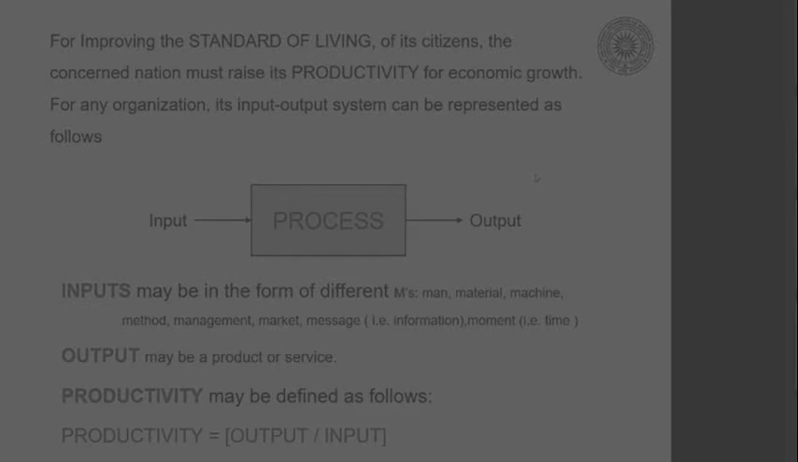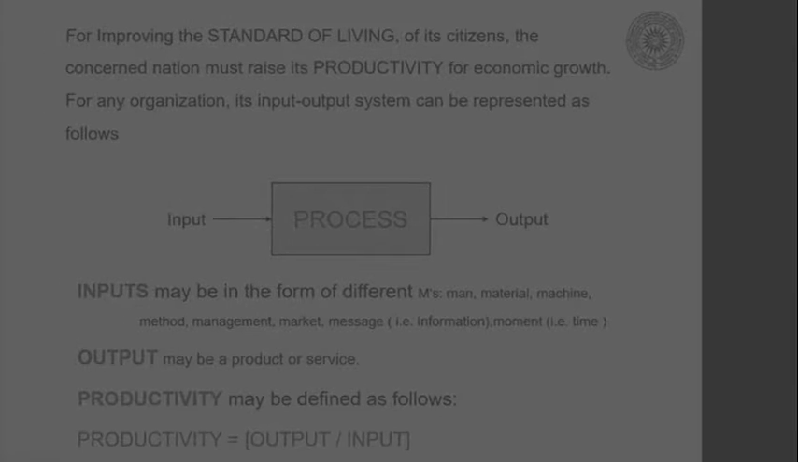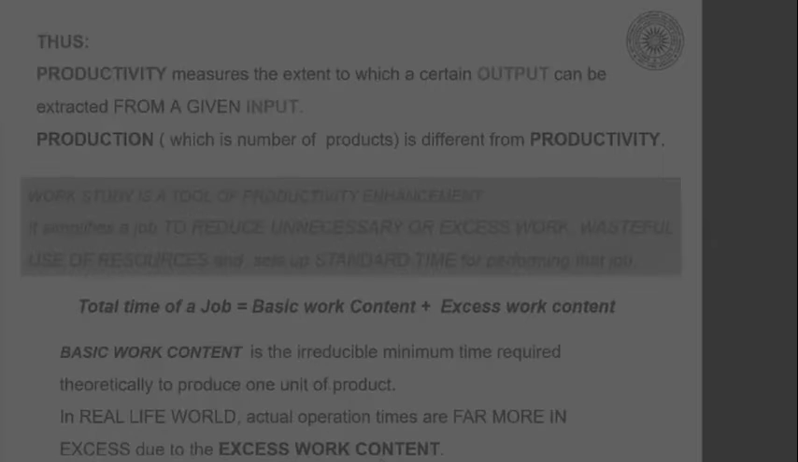So if it is a manufacturing unit, then we get the tangible products, and if it is a service organization, then we get the intangible product in the form of service like banking, insurance, transport, like that. So the productivity essentially can be defined as output upon input. Thus, the productivity measures the extent to which the certain output can be extracted from a given input. So this is very important to understand.